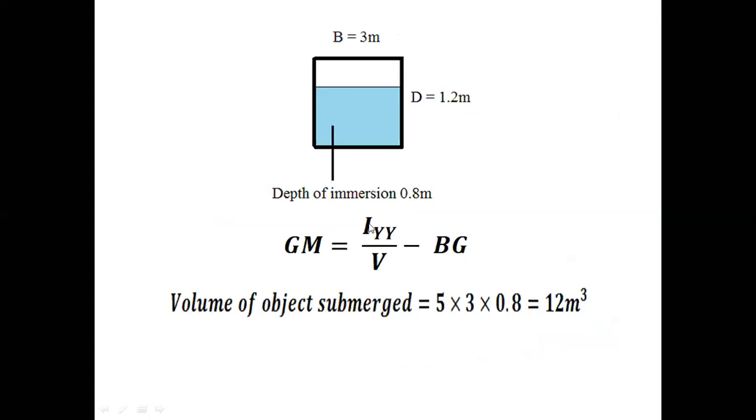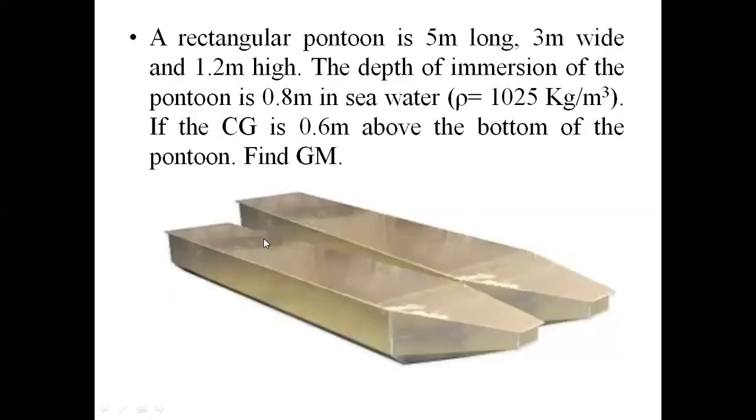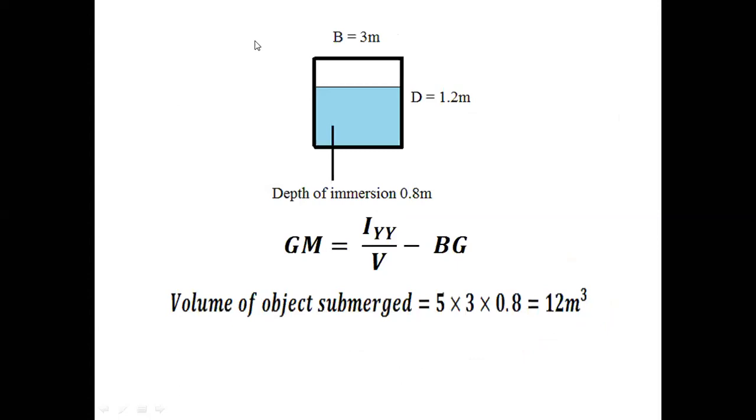So you can see I have written the submerged view. That means if this is the overall object view, I have written the submerged view, where he has given the width of the object as 3 meter, the depth as 1.2 meter, and the depth of immersion, which he has also given, is 0.8 meter.